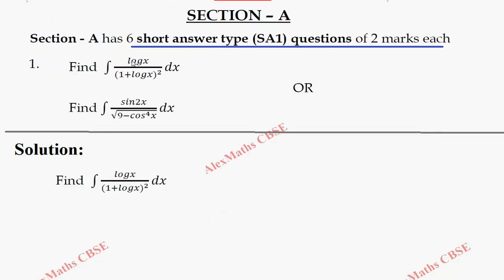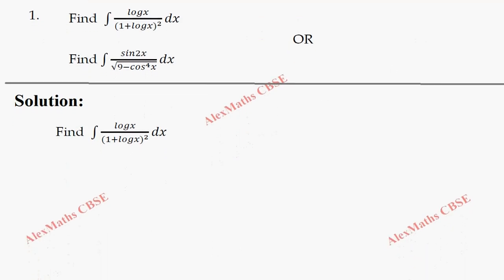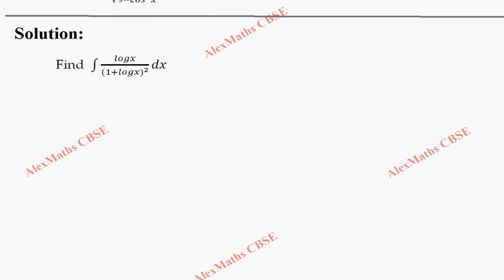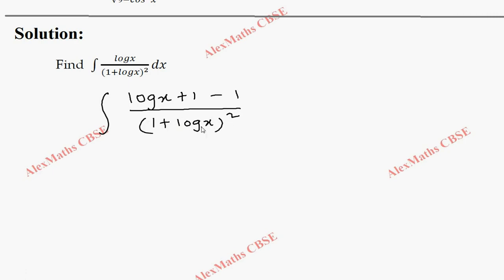We have the integral of log x by (1 plus log x) whole square dx. We are going to rearrange this. In the numerator, we are going to add 1 and subtract 1 so that we get a term similar to the denominator. Already in the denominator we have (1 plus log x) whole square. To get 1 plus log x in the numerator, we are adding and subtracting 1 in the numerator.